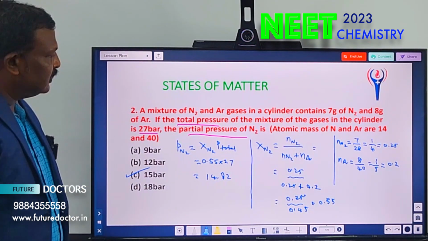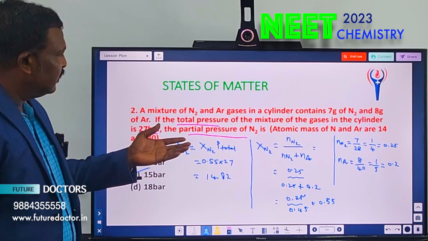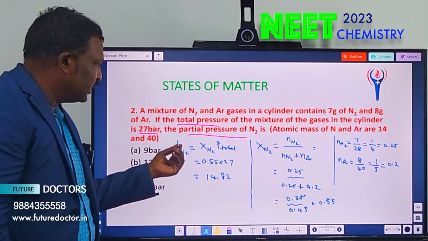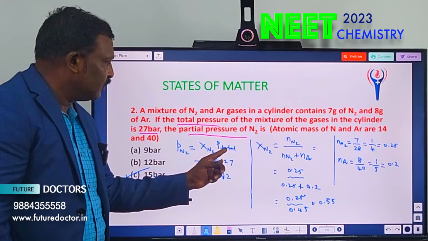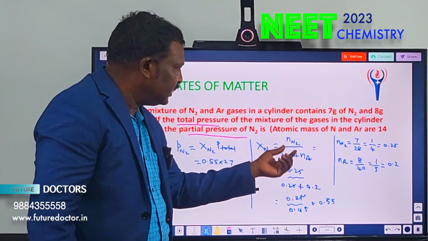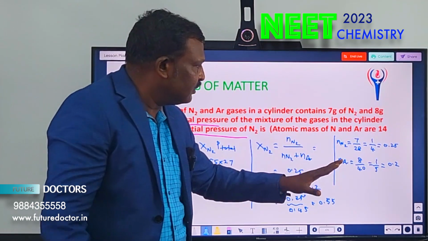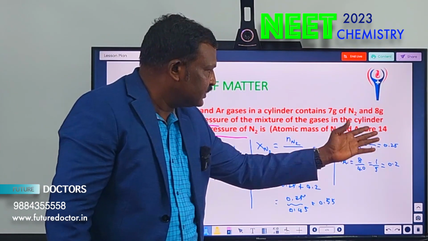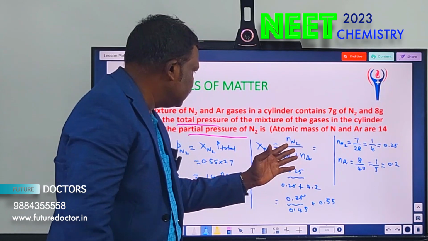Are you following? So these are the formulas you should remember. Partial pressure is equal to mole fraction into total pressure. Total pressure is given, mole fraction is not given, so mole fraction we have to find out. To find out mole fraction we need the number of moles. The number of moles is also not given, but they are given mass. First we convert mass into number of moles, then the number of moles into mole fraction.